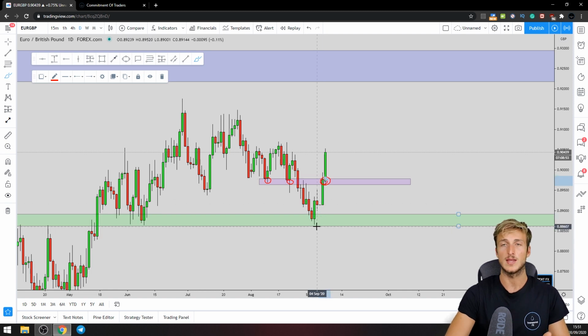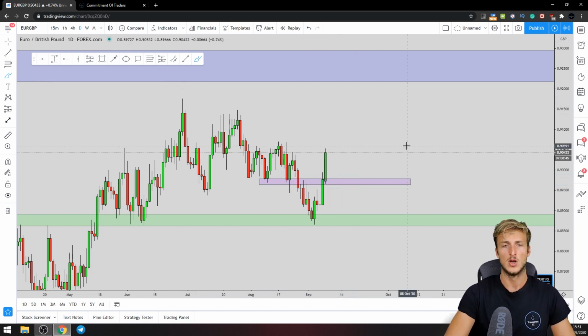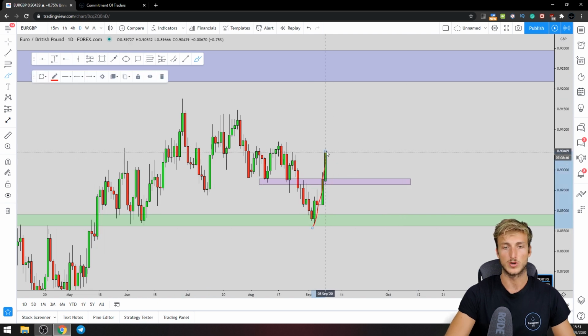However, since we had monthly support and we expected this area to break to the upside, the market broke above the area and this zone is now acting as support. So the situation is extremely clear. The market bounced off a very strong monthly support, broke all the structure to the upside on the daily.